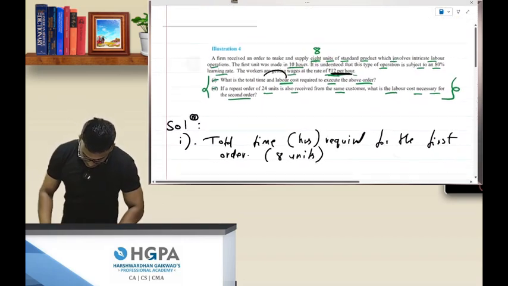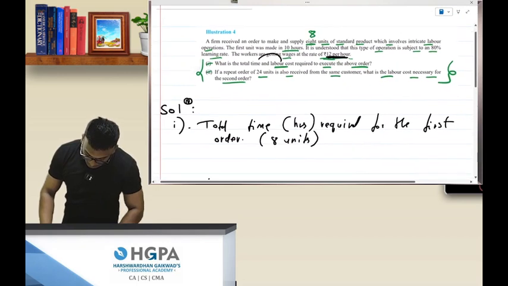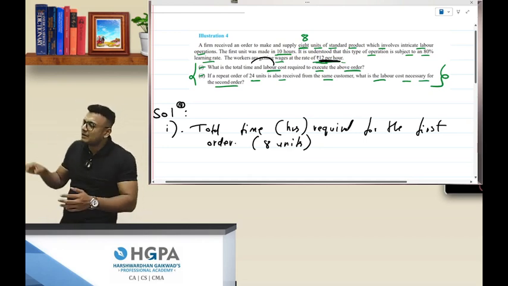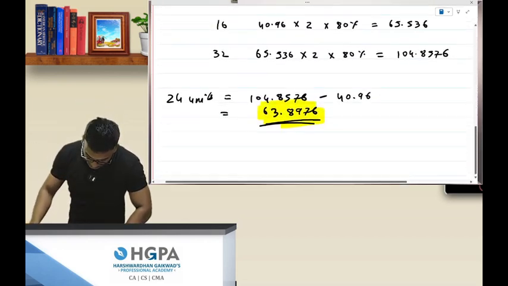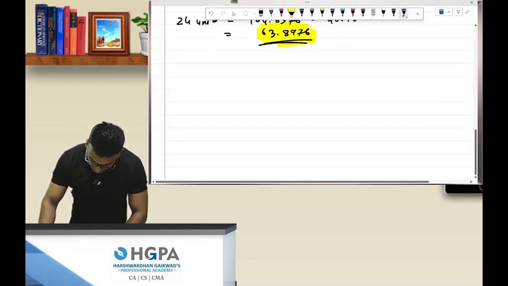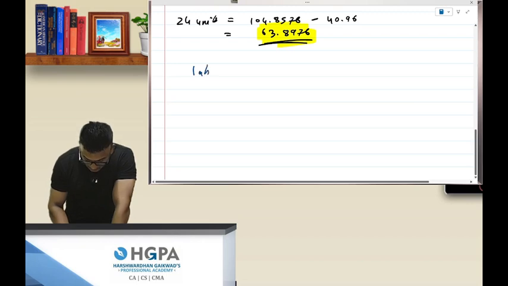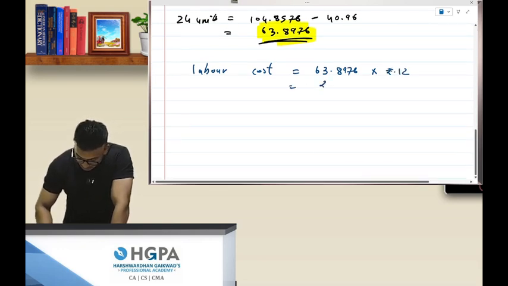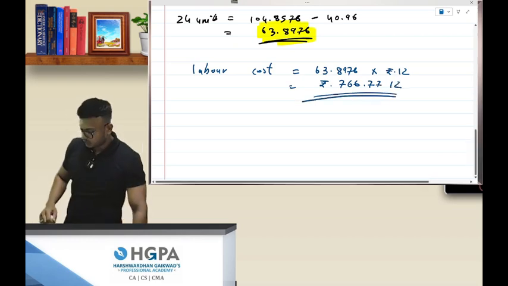Straight, clear, precise. What is the labor cost necessary? So labor cost is very simple. Whatever hours you're putting, just multiply it by what? 12. Just multiply it by 12. Labor cost is 63.8976 into rupees 12, and this will be, ladies and gentlemen, 766.7712. That is the total thing.